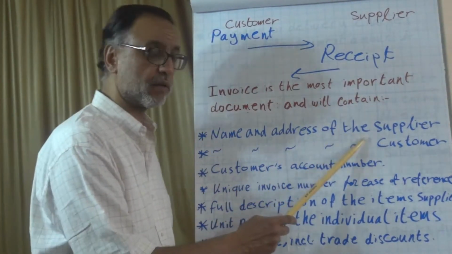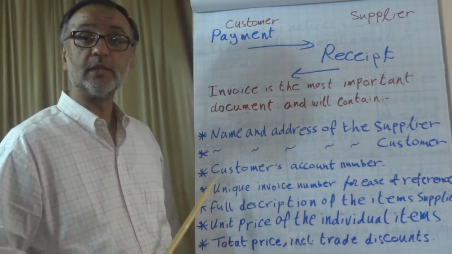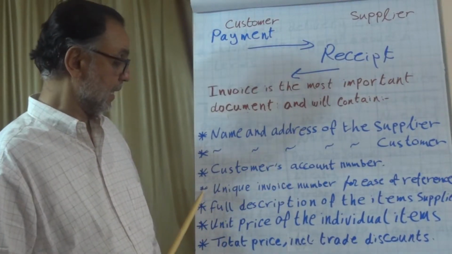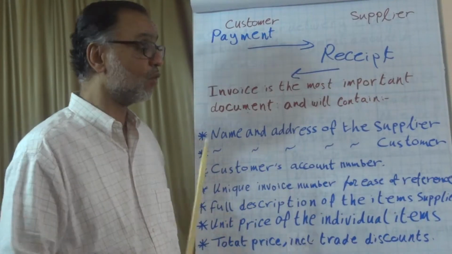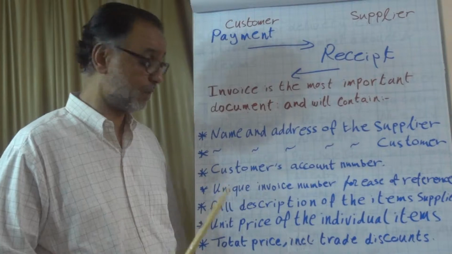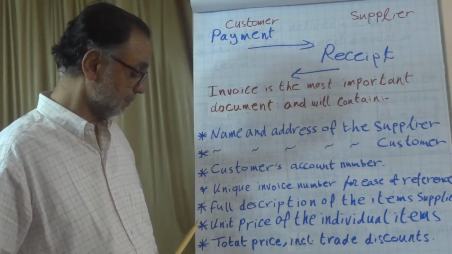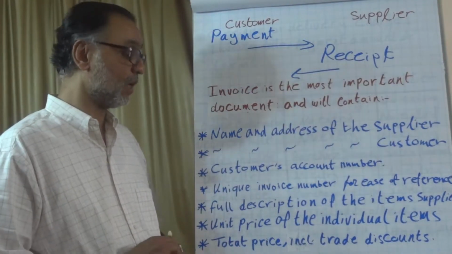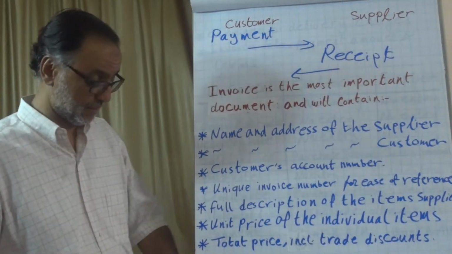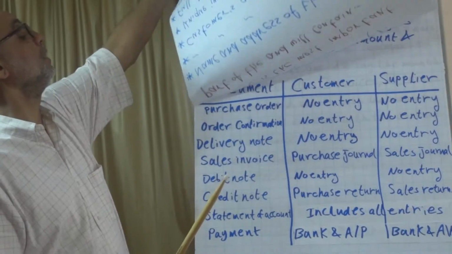Name and address of the supplier, and name and address of the customer, and customer account number, because it's the reference where the record will be done. Unique invoice number for easy reference. So every invoice should have a unique number so it will be easy to be traced. Full description of the items supplied. Unit price of the individual items and total price including trade discounts if any. These are very important information and have all to be included in the invoice.